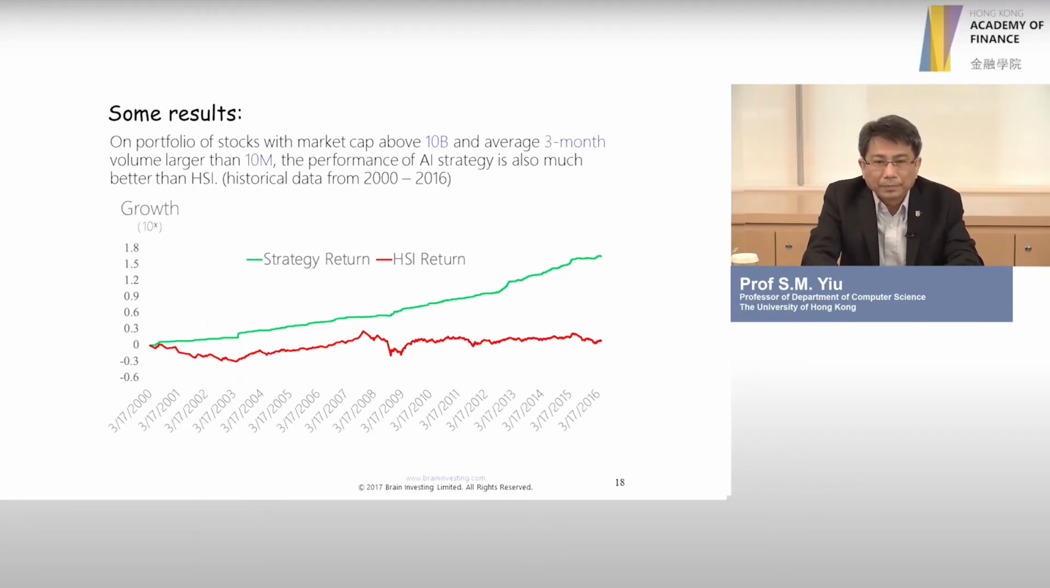Let me tell you some of the results of some of these strategies. Now these are all back tests. We are using the historical data to try to predict whether this AI strategy is good or not. We use the Hang Seng Index as the baseline. You can see the red line is the Hang Seng Index, and obviously our strategy looks better.